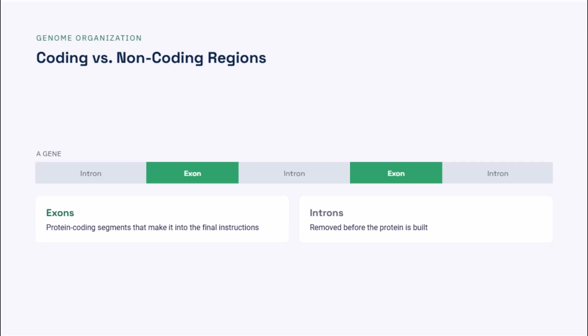Zooming out further, only about 1 to 2% of the entire human genome actually codes for protein at all. The rest is non-coding DNA, which for a long time was dismissively called junk DNA, but we now know much of it plays important roles, including regulatory elements, DNA sequences that don't code for protein themselves, but control when and how much a nearby gene gets used, acting like dimmer switches and on switches for genes.